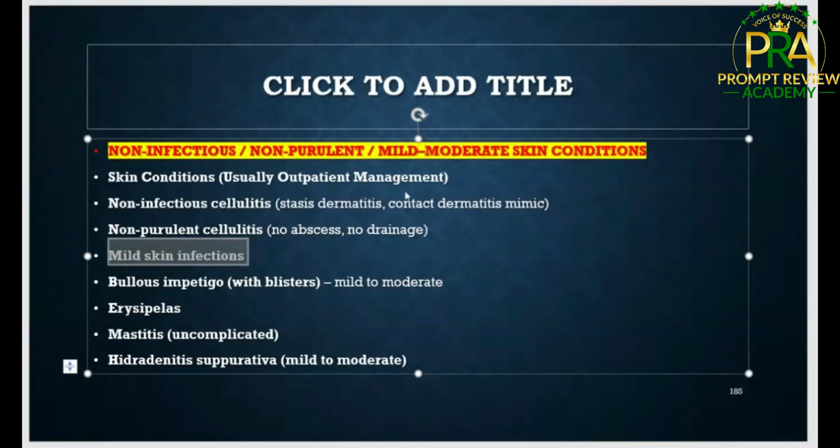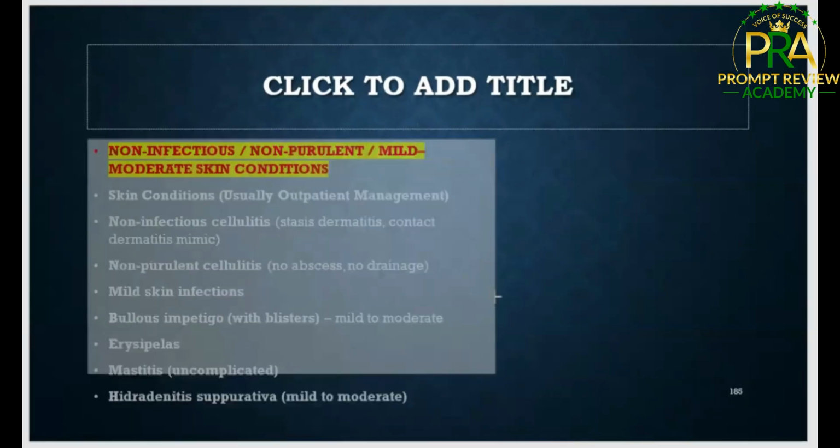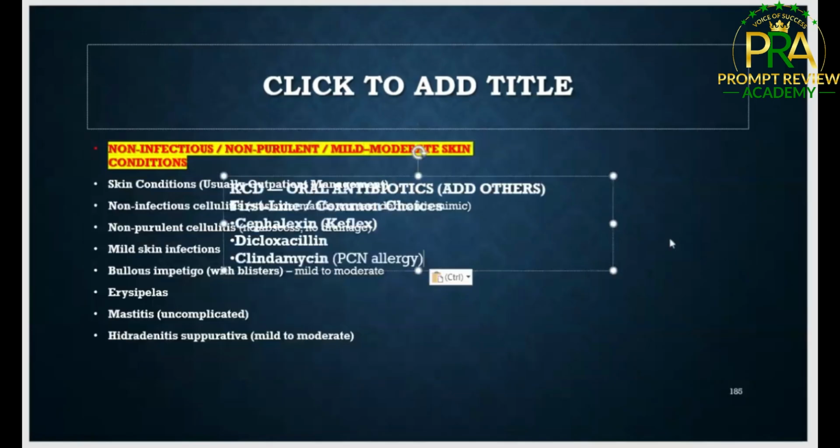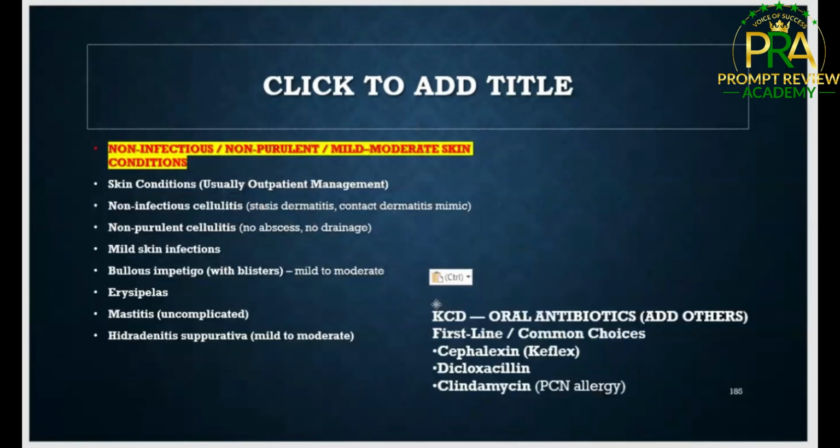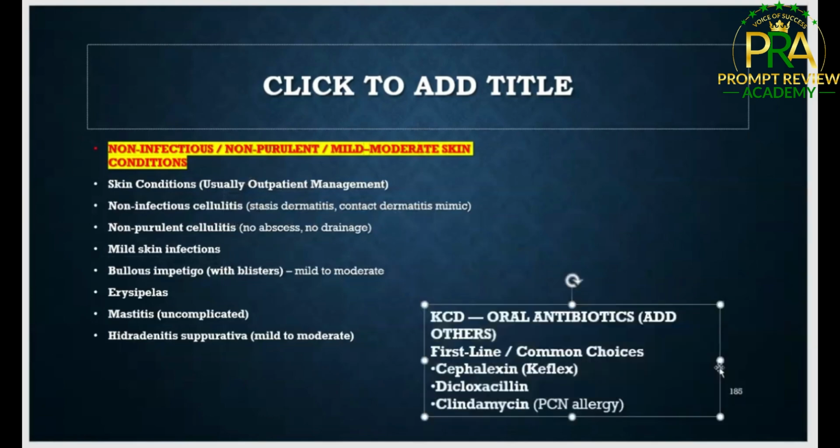Those things are mild, okay? And what we usually use in those conditions is your cephalexin, dicloxacillin, and clindamycin. That is your KCD. The only time that you will use doxycycline is if patients have MRSA. Doxycycline is always MRSA. So even if the patient has mild symptoms, but they have MRSA, then you can use doxycycline. So this is the one that we use, KCD.